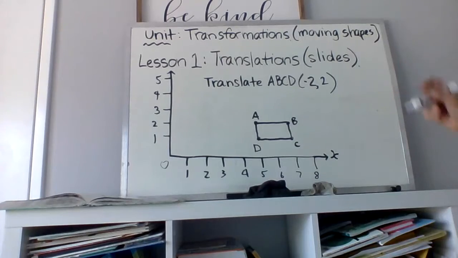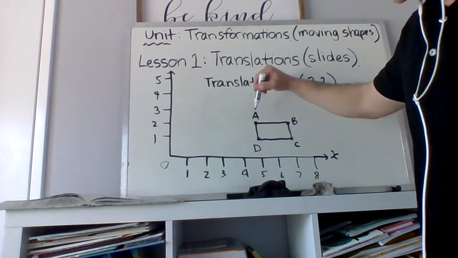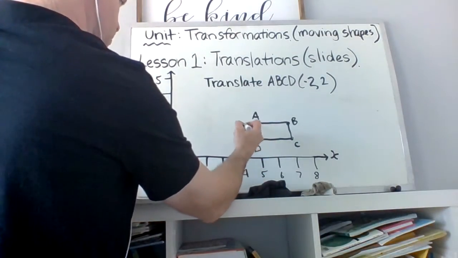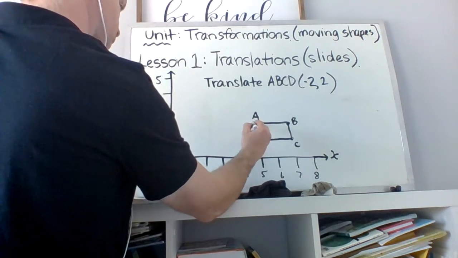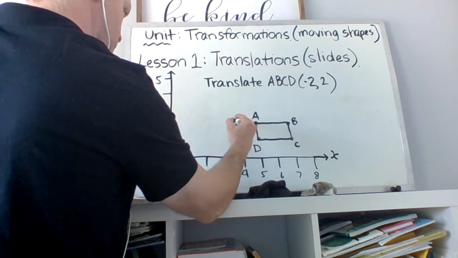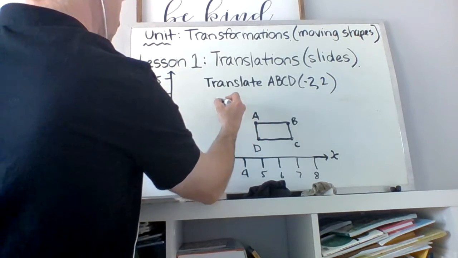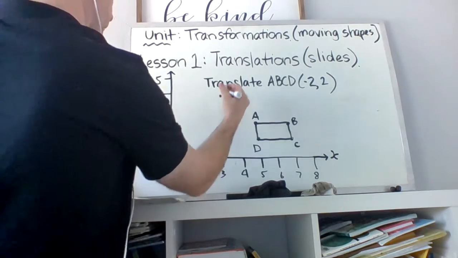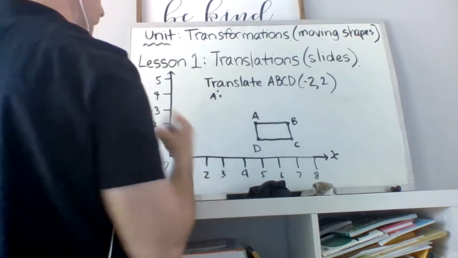Here we go. I'm going to start with A. I'm going to slide over here, and we're going -2, +2. So for A, I'm going to go left 1, 2, then up 1, 2. This is going to be my new location for A. I'm going to write A with a little dash.